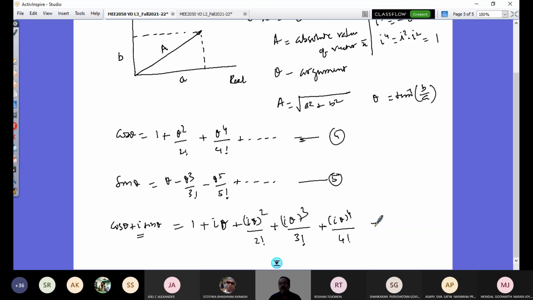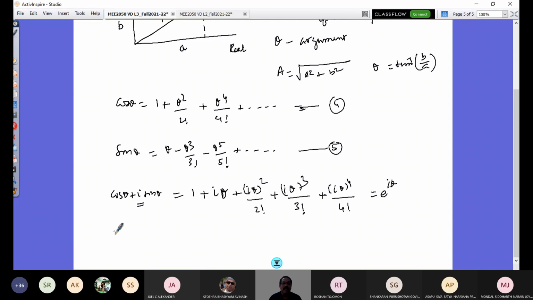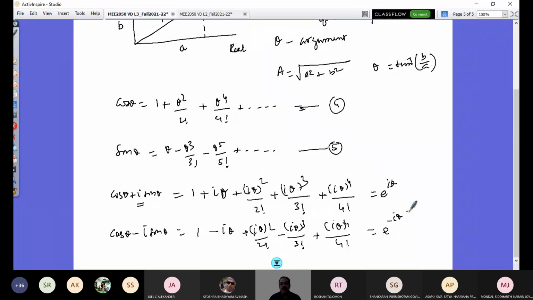And that's what is going to be equal to e raised to i theta. So I can represent this series as e raised to i theta. So I can also write now for cos theta minus i sin theta. If I put minus here, it is going to be 1 minus i theta plus i theta square by 2 factorial minus i theta cube by 3 factorial plus, so the alternating signs come, by 4 factorial and so on, and that's going to be e raised to minus i theta.